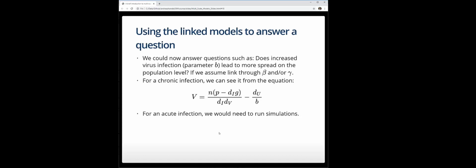For an acute infection, you can't read it off, but you can go through exactly the same steps. Again, you just do it numerically. You choose parameter values, you run your simulation. First on the within host, you feed that into the between host model and run the between host model.